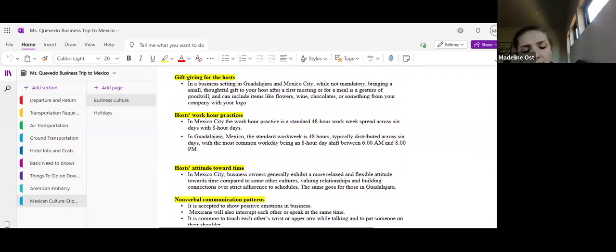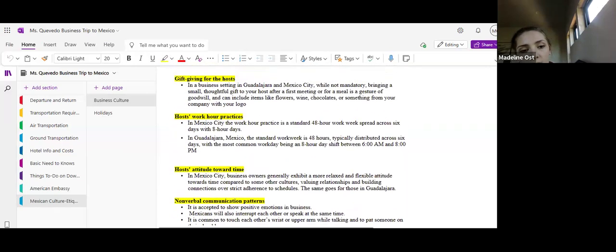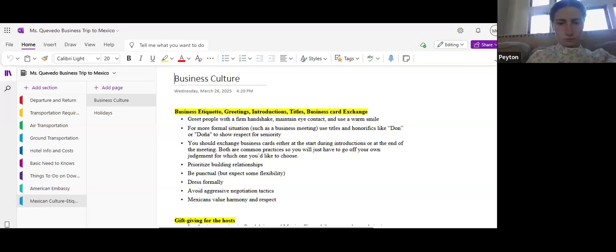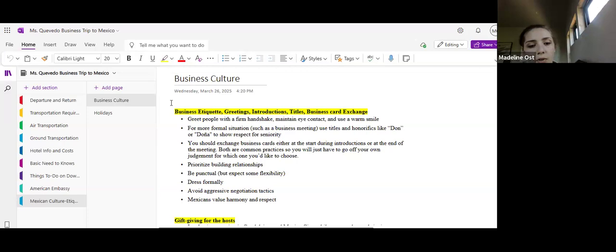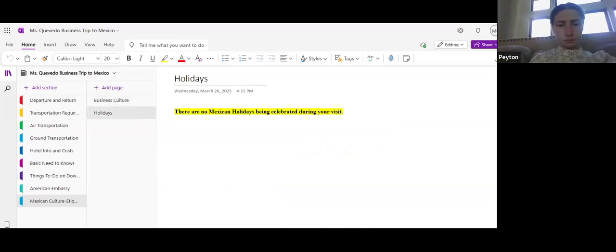These are just customs that you would obviously want to know so that you aren't doing anything offensive, you aren't forgetting to do anything polite, because obviously you want to follow their culture. So it's always good to study up and read these things. But for her, I have these all jotted down so she doesn't have to go on a wild goose chase looking for them. And for holidays, there are going to be no Mexican holidays during her time in Mexico.